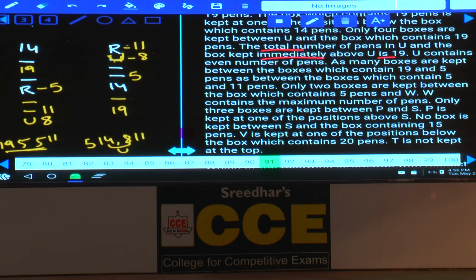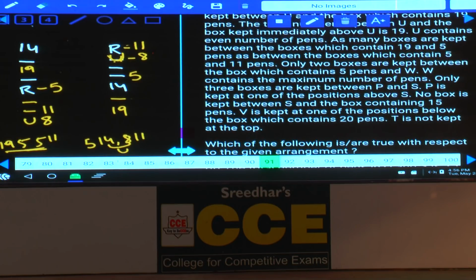The next one, and U contains an even number of pens, which we have taken. As many boxes are kept between the boxes which contain 19 and 5 as between 5 and 11. The next one, only 2 boxes are kept between 5 and W. Between 5 and W we must have exactly 2. Now in the second case, if you observe here, 1, 2, 3, 4, 5, 6, 7 were there.